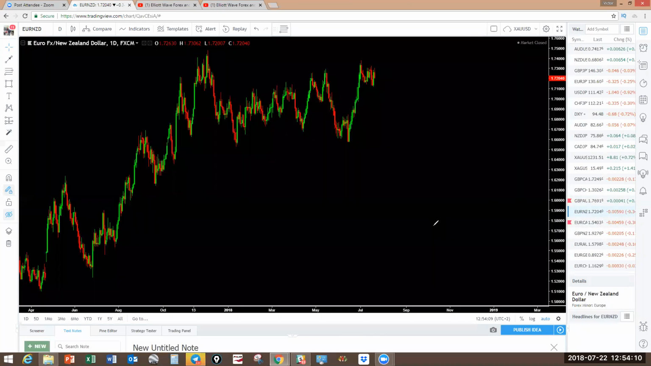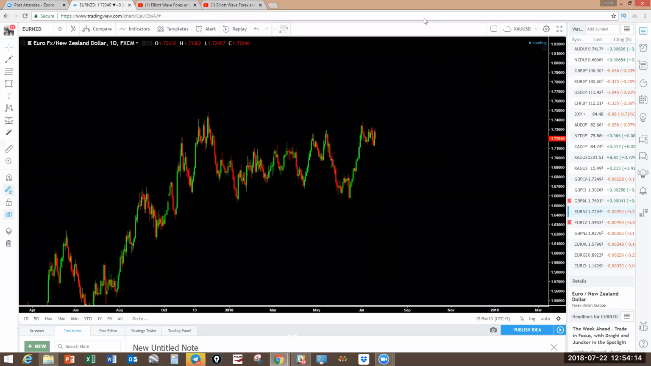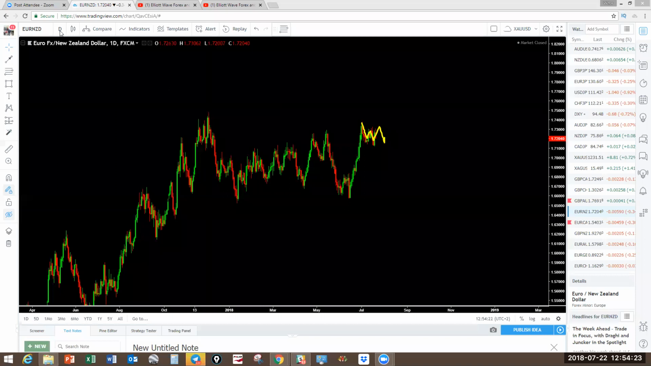Pound New Zealand. Pound New Zealand looks like it wants to pop a little bit higher. It has made this correction, and this is on the daily. This correction here, let's look at this one on the 4-hour.